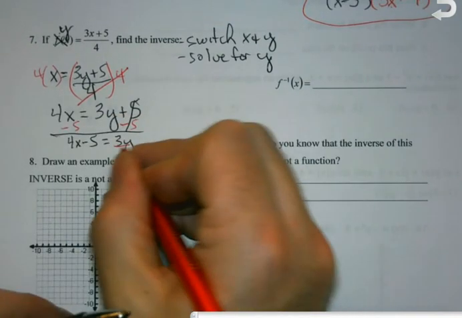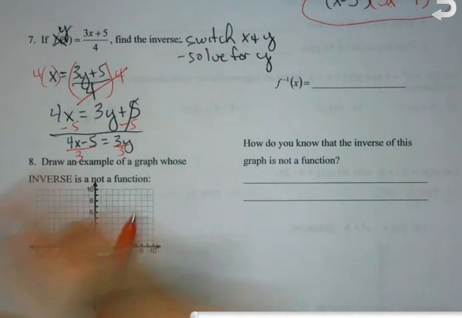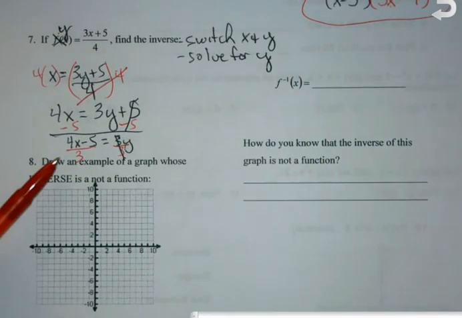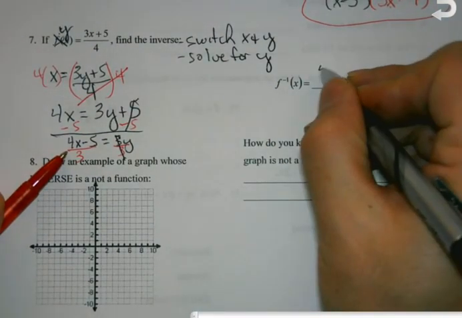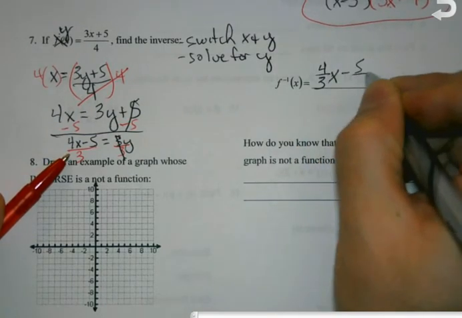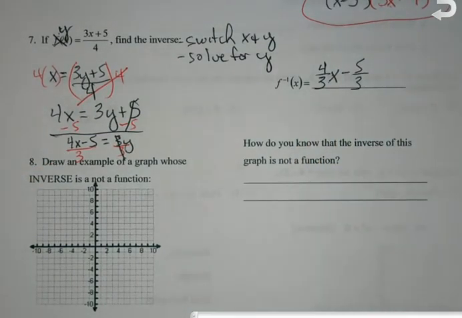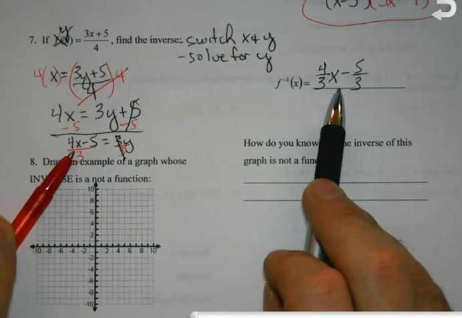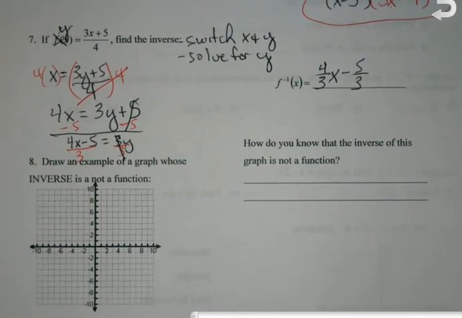Divide by 3. Now again, if you just leave it as a fraction like this, that's okay. Some of you say, I'm just going to go ahead and divide both parts by 3 and put it this way. That's fine too. I don't care if it's this way or this way. I'm good with it. That wouldn't be too bad.